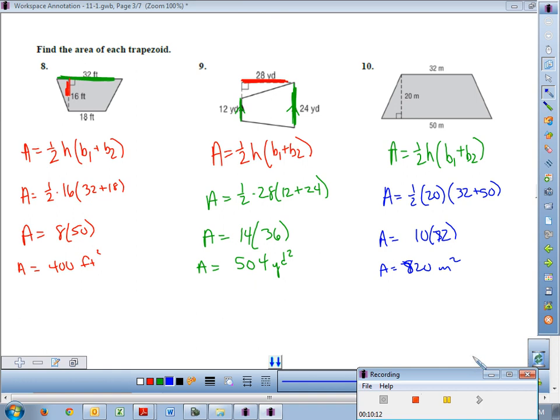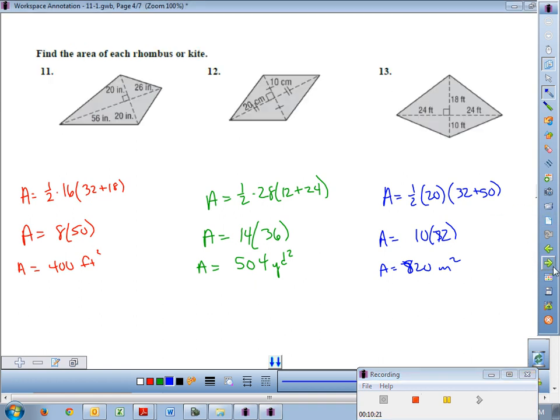And the height is 20, and the two bases are 32 and 50. So hopefully you got 820 square meters for that.